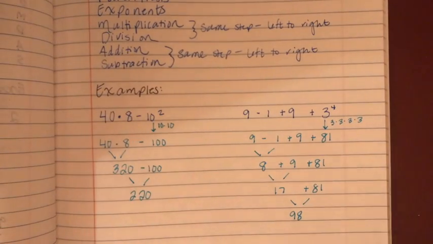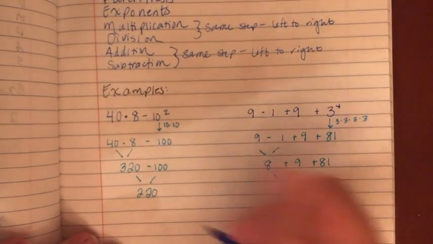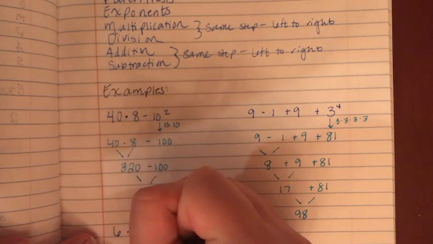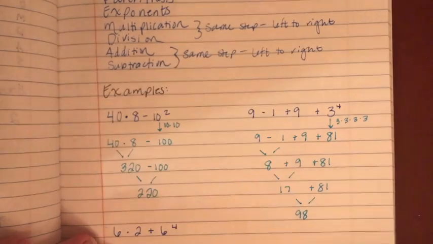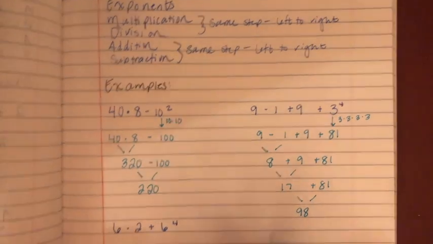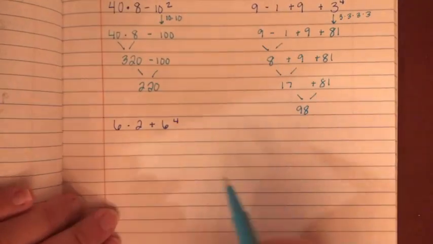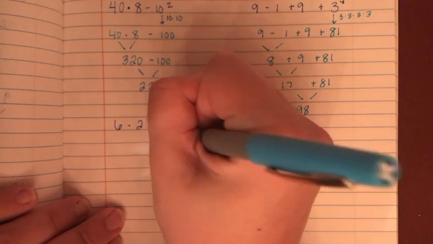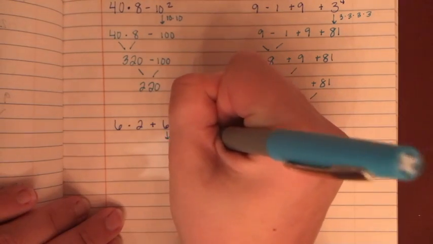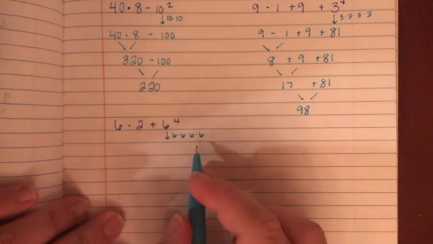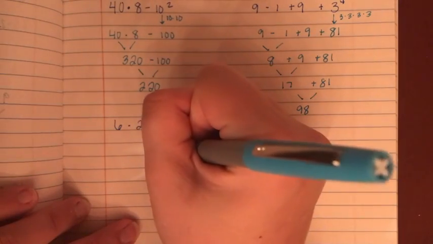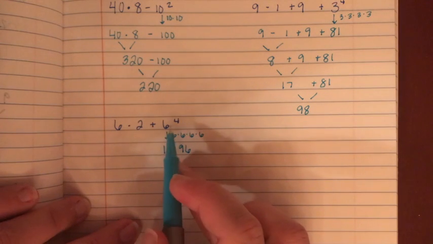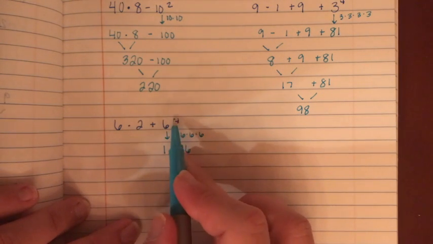Okay, next one. 6 times 2 plus 6 to the 4th power. So here, I don't have any parentheses, but I have exponents. 6 times 6 times 6 times 6. When I multiply that out, I get 1,296. For these ones, if you want to use a calculator for the exponent part, that's fine.